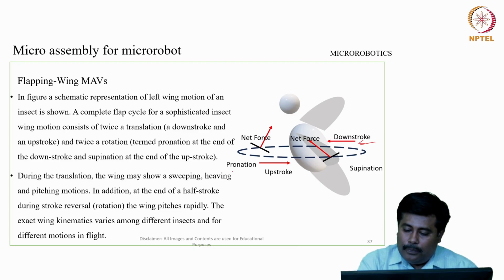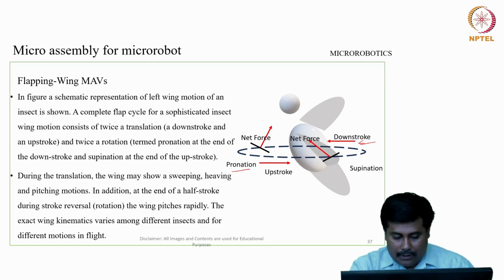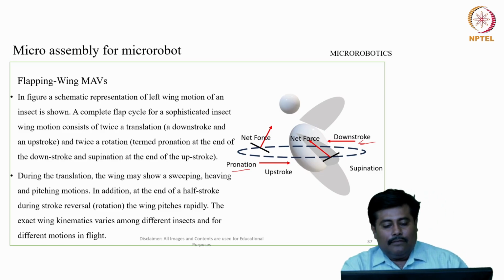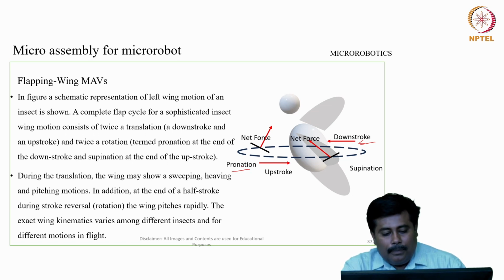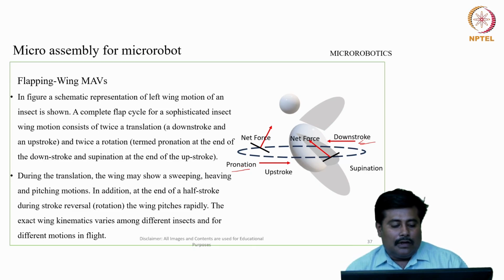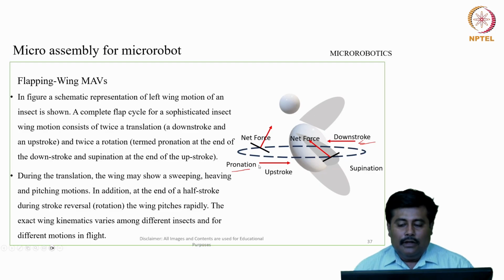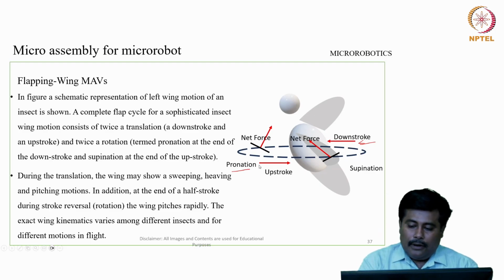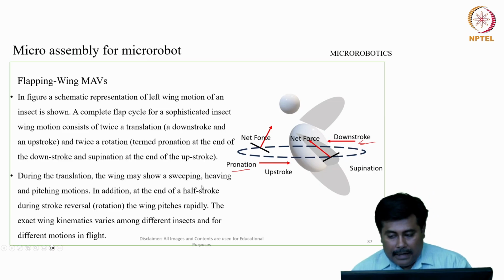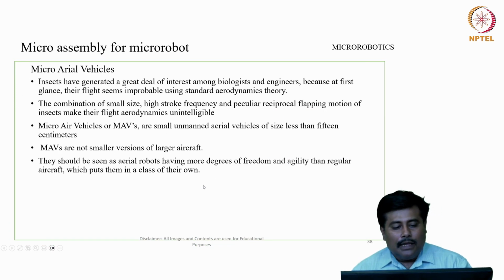So this is a pronation, which occurs before the upstroke, and the supination at the end of the upstroke. During the translation, the wing may show a sweeping, heaving and pitching motion. In addition, at the end of the half stroke, during the stroke reversal, the wing pitches rapidly, and the exact wing kinematics varies among different insects for different motions in flight. That's how we introduce these parameters of pronation and supination, which are among the key parameters for designing any kind of system.